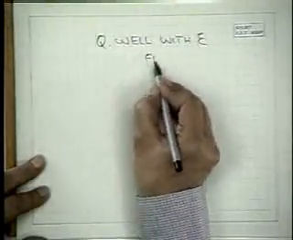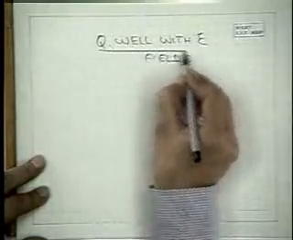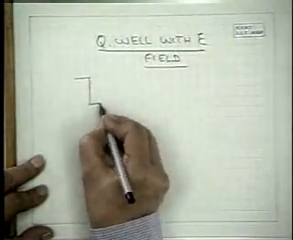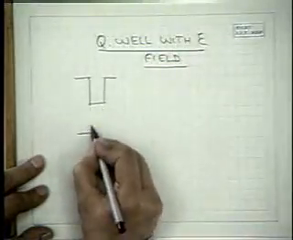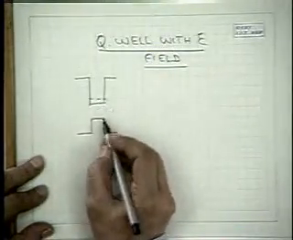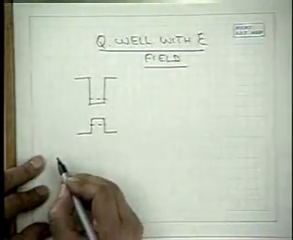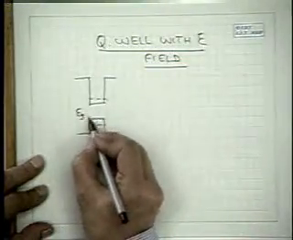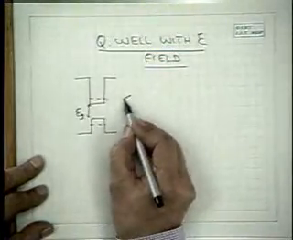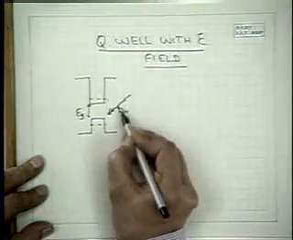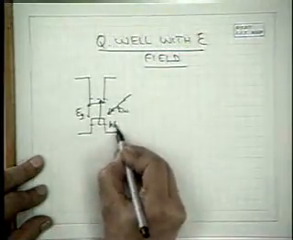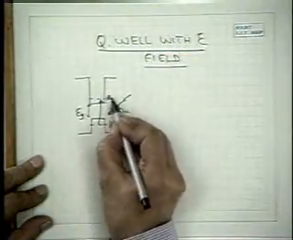Now, from the application point of view, what is important is what happens to absorption in a quantum well when an electric field is applied? Suppose this is Eg. The lowest absorption energy is when h cross omega causes the transition from the first heavy hole band to the lowest electron band.